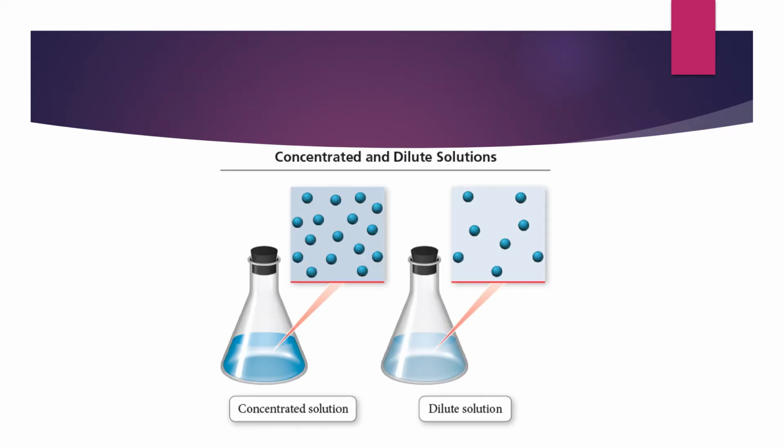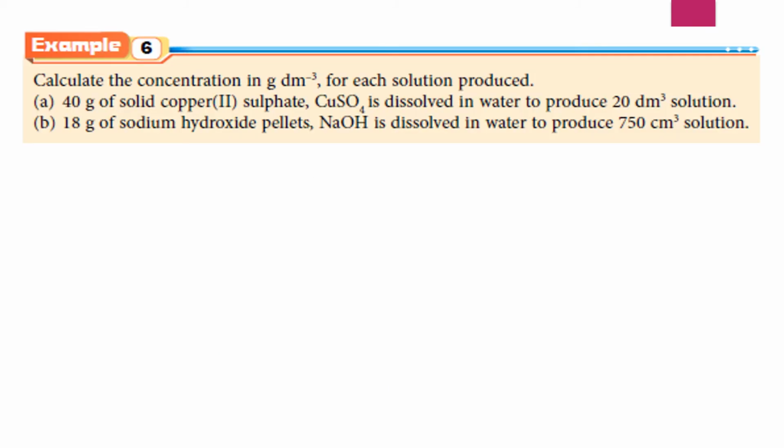Okay, so this diagram shows the difference in concentration. If the number of solute per 1 cubic decimeter is higher, like this one, then the concentration will be higher. Okay, let's see the calculation. This is an example of calculation.